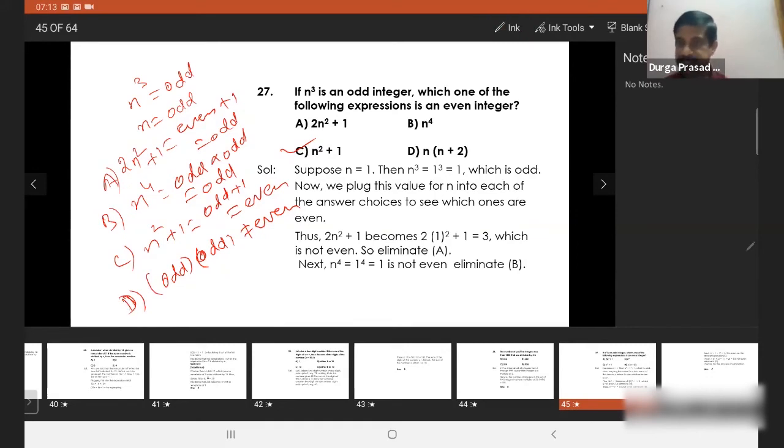See, these are only single option questions. Once we get answer C, we need not check with option D. We can just leave it like that. But just to show that it cannot be even, I have done this option D. Okay, quick. Let us go to the next question.